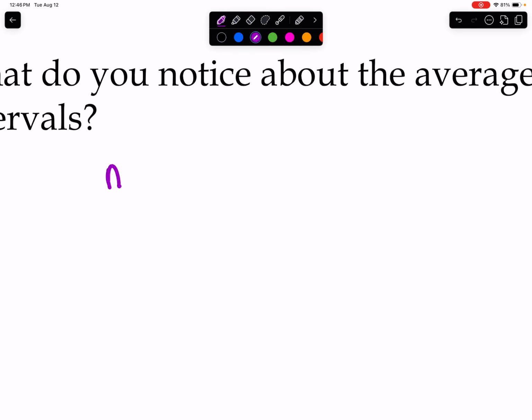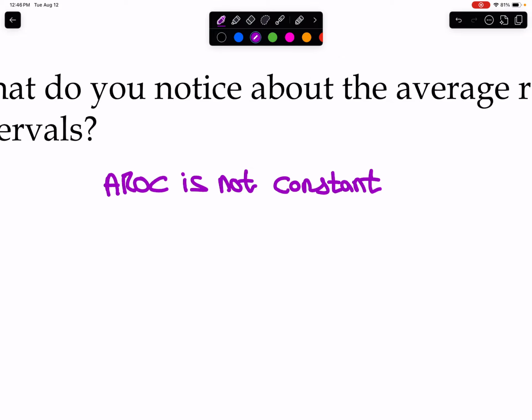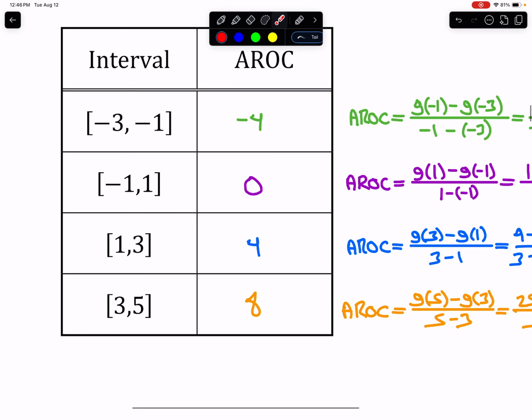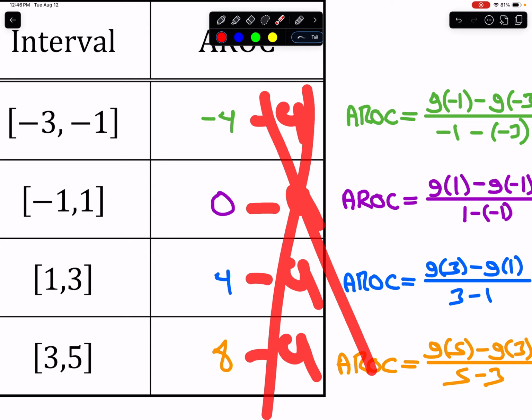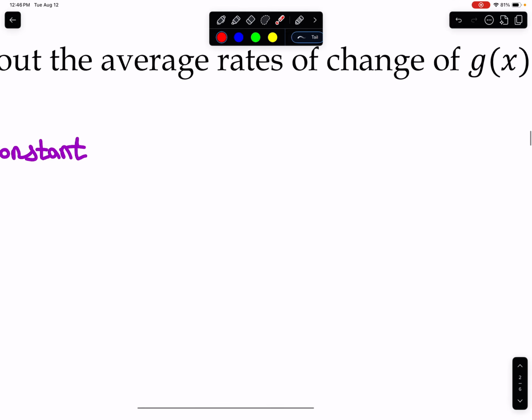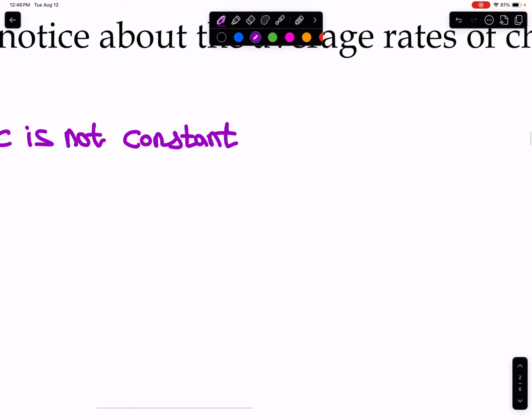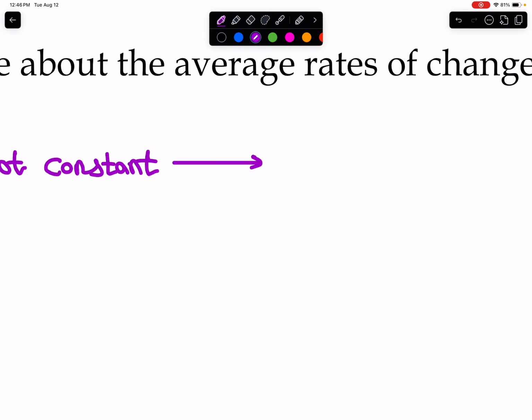So first off, the average rate of change is not constant. Now, when I say that, that means if it was constant, it would be the same number at all of these, which it's not, so it's not constant. So what this tells you, because the average rate of change is not the same at all those points, is that it's nonlinear.